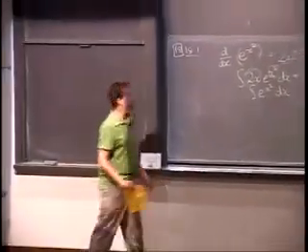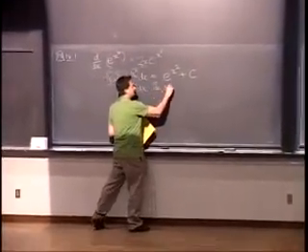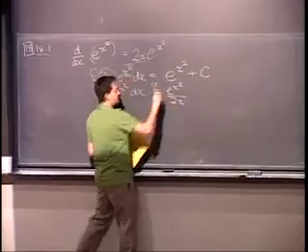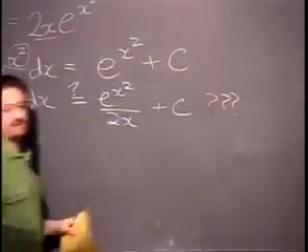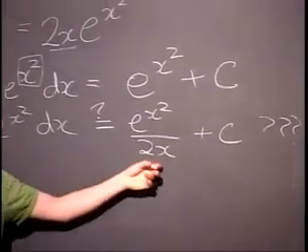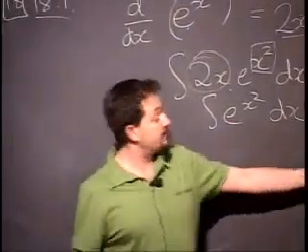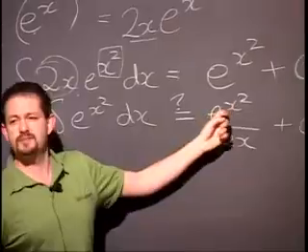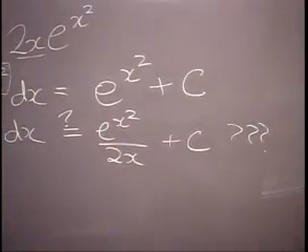Yes, a question? Why would the integral of e to the x squared equal e to the x squared over 2x? Good question. Why does this integral not equal e to the x squared over 2x? I'm going to put question marks there because it's not true. In fact, all you have to do is differentiate this. You'll have to use the quotient rule, and you'll get something quite different. In fact, you should try it. It's going to be a much more complicated expression that may simplify, but it certainly doesn't simplify to this.